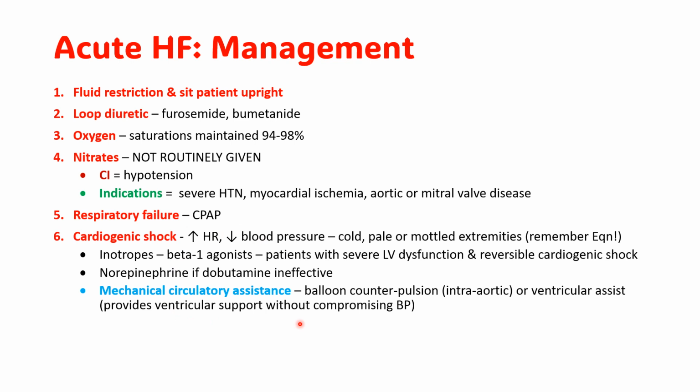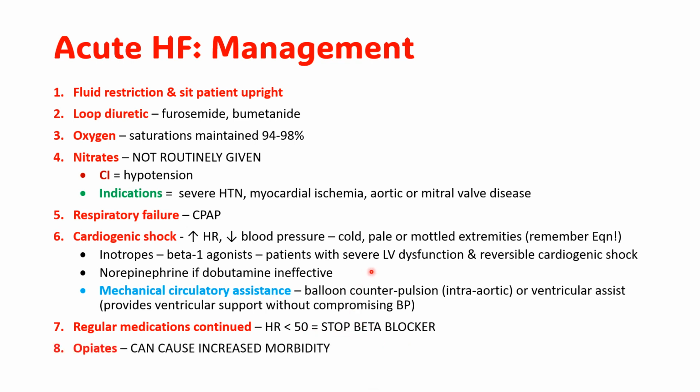There are also certain mechanical devices that can be used, such as a balloon counterpulsation device, which is placed in the thoracic aorta. I'm going to come back to that actually, or a ventricular assist device. Continue the regular medications, just be cautious. If they're on a beta blocker and the heart rate's less than 50, you want to stop it. And then opiates can actually cause an increased morbidity because they can cause bradycardia, respiratory depression, and can even precipitate acute heart failure in patients with cardiomyopathy.